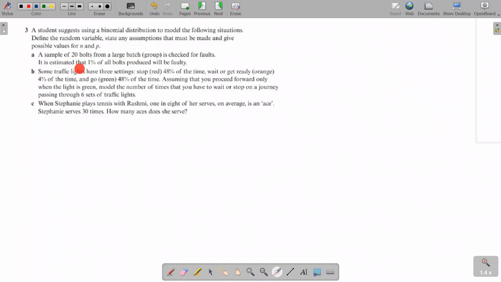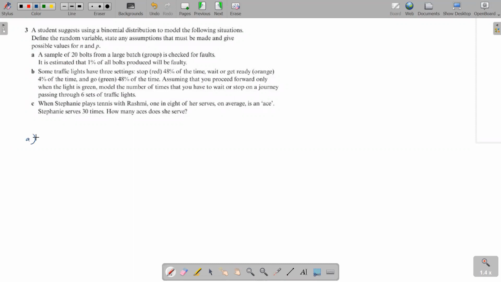It is estimated that 1% of all balls produced will be faulty. Okay, so your task is, they are saying, what are you supposed to do here now? You're supposed to model this by using a binomial distribution. So how do you model this by using a binomial distribution?